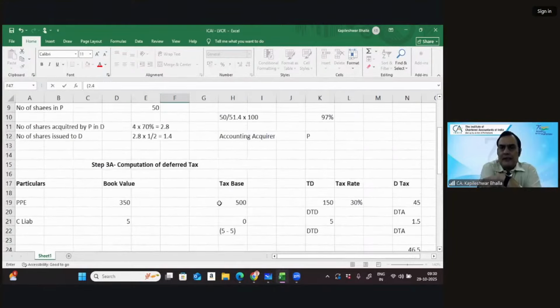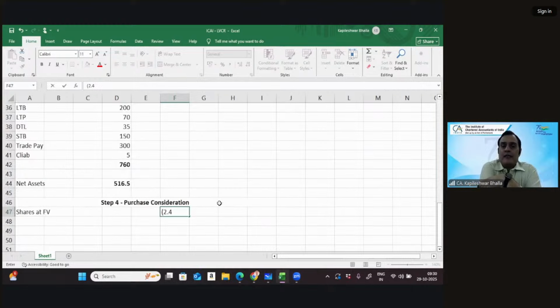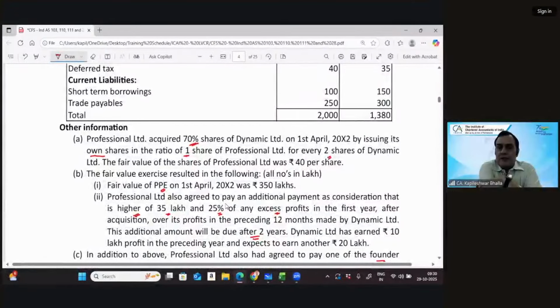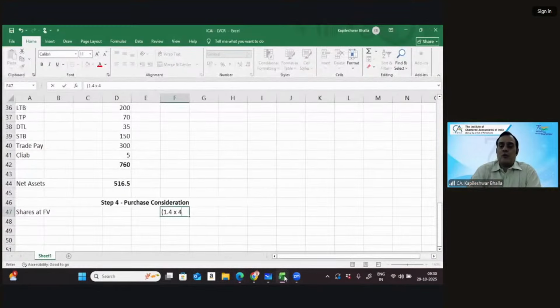Let me just go back. I think we landed up issuing a total of 1.4 shares. That's right. And we also have the fair value. Let's see what is the fair value of the shares. In this particular case, the fair value of the shares of professional is given at the rate of 40 per share. So 1.4 shares issued at 40 works out at 56.